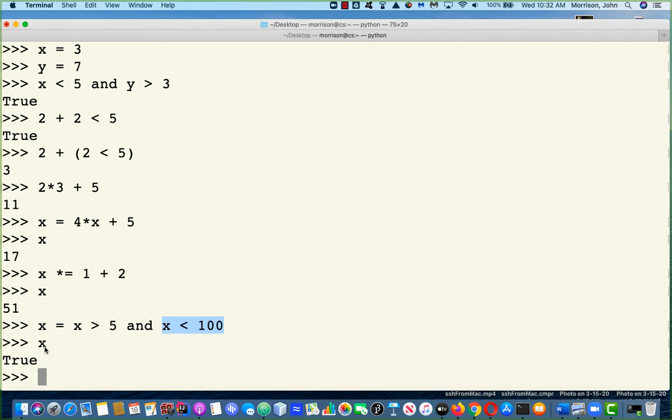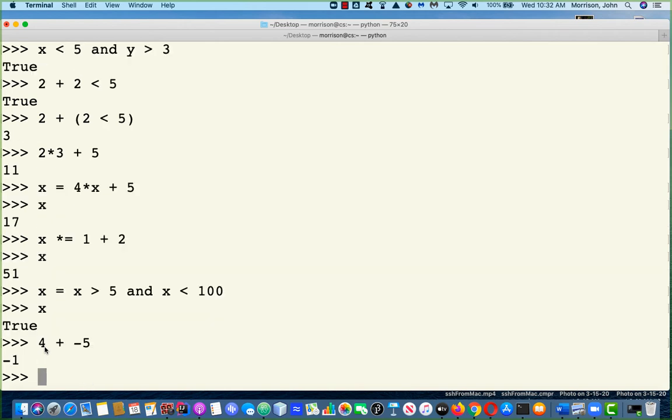Now let's get down in the dirt with some things that are important. First of all, how about this? 4 plus minus 5. The minus is a unary prefix operator, and its order of precedence is high. So the minus bound to the 5, gave you a minus 5, and then it was added to 4, and you got -1.